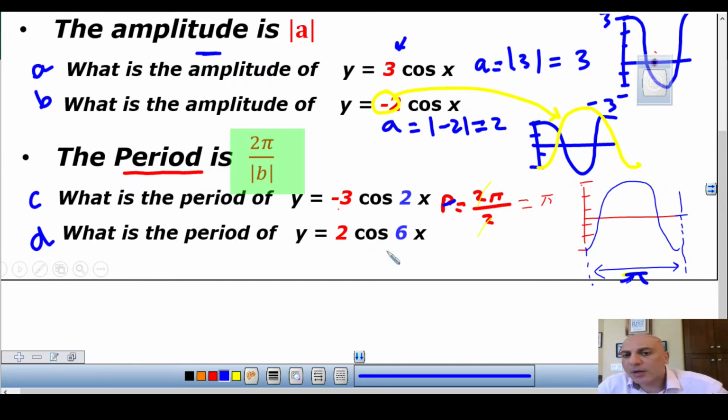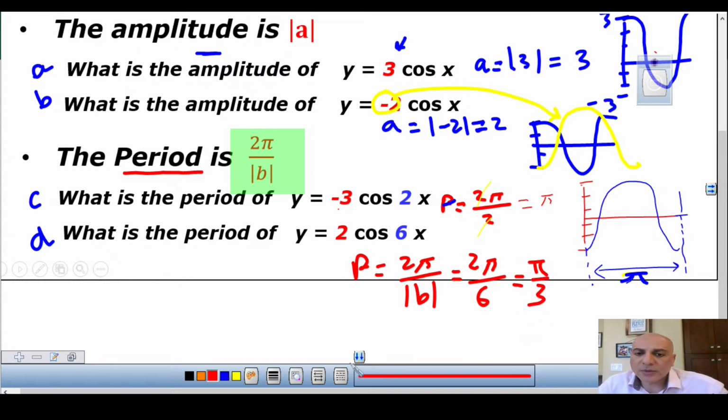How about this dude down here? What is the period if the b is 6? Well, again, I'm going to use the period formula up here. The period equals 2 pi divided by the absolute value of b. In my case, it's 2 pi divided by 6, which is 1 over 3, or pi over 3. Okay, pi over 3. Now, this is a little bit interesting.